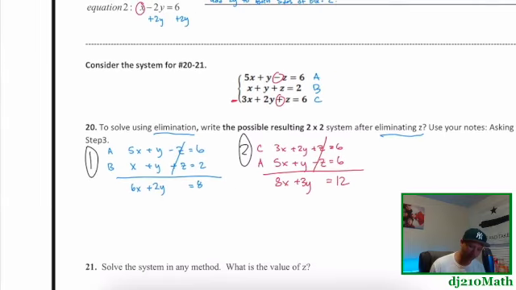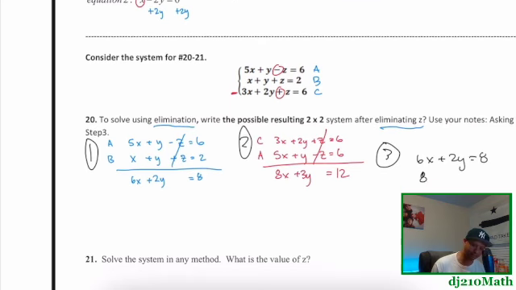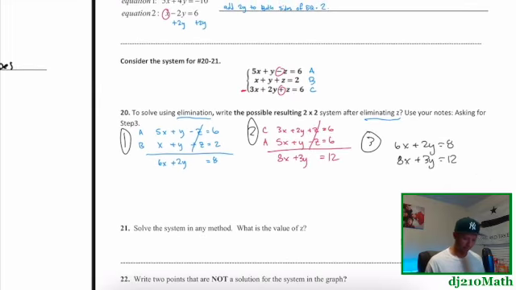So step 3, we stack our answers on top of each other. 6x plus 2y equals 8. 8x plus 3y equals 12. So the possible resulting 2x2 system right here, this is it.